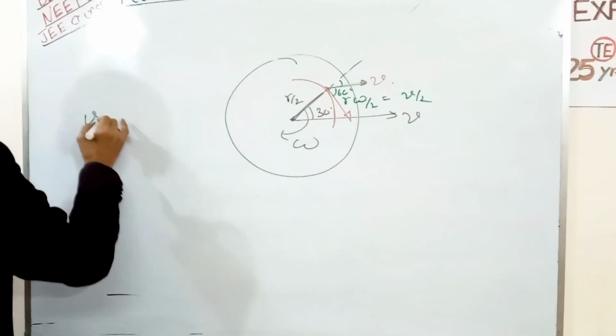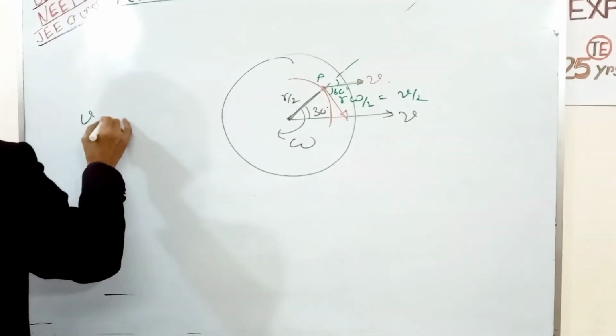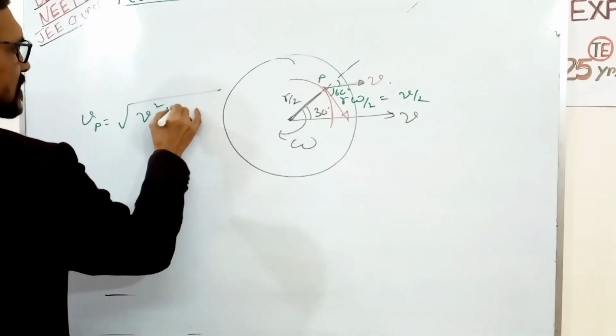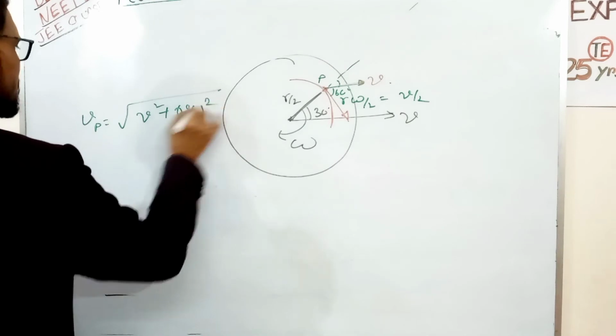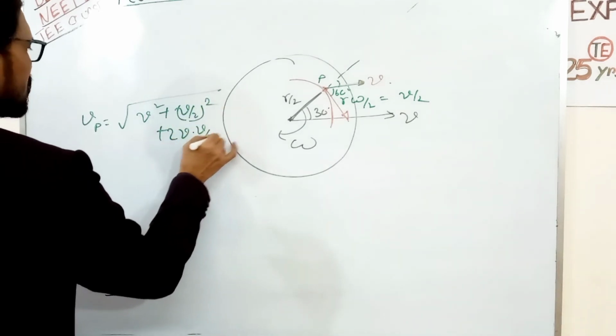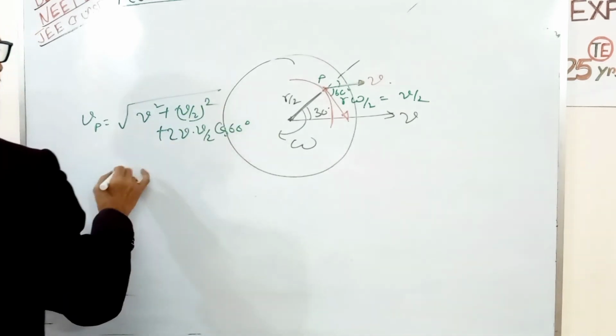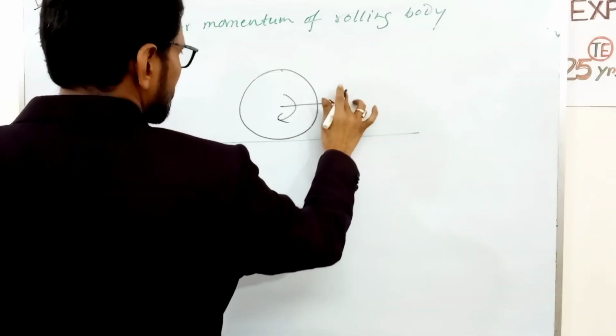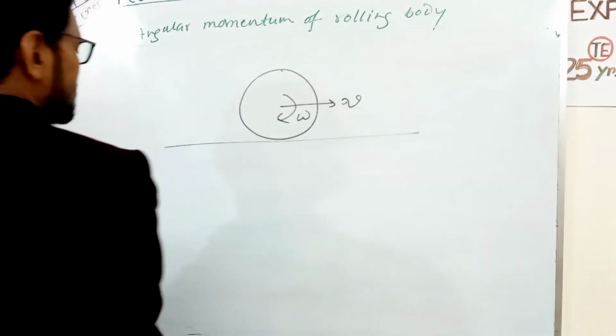Now the answer is: velocity at the point P will be root over v square plus (v by 2) whole square plus 2v into v by 2 cos 60 degrees. So this is the answer.